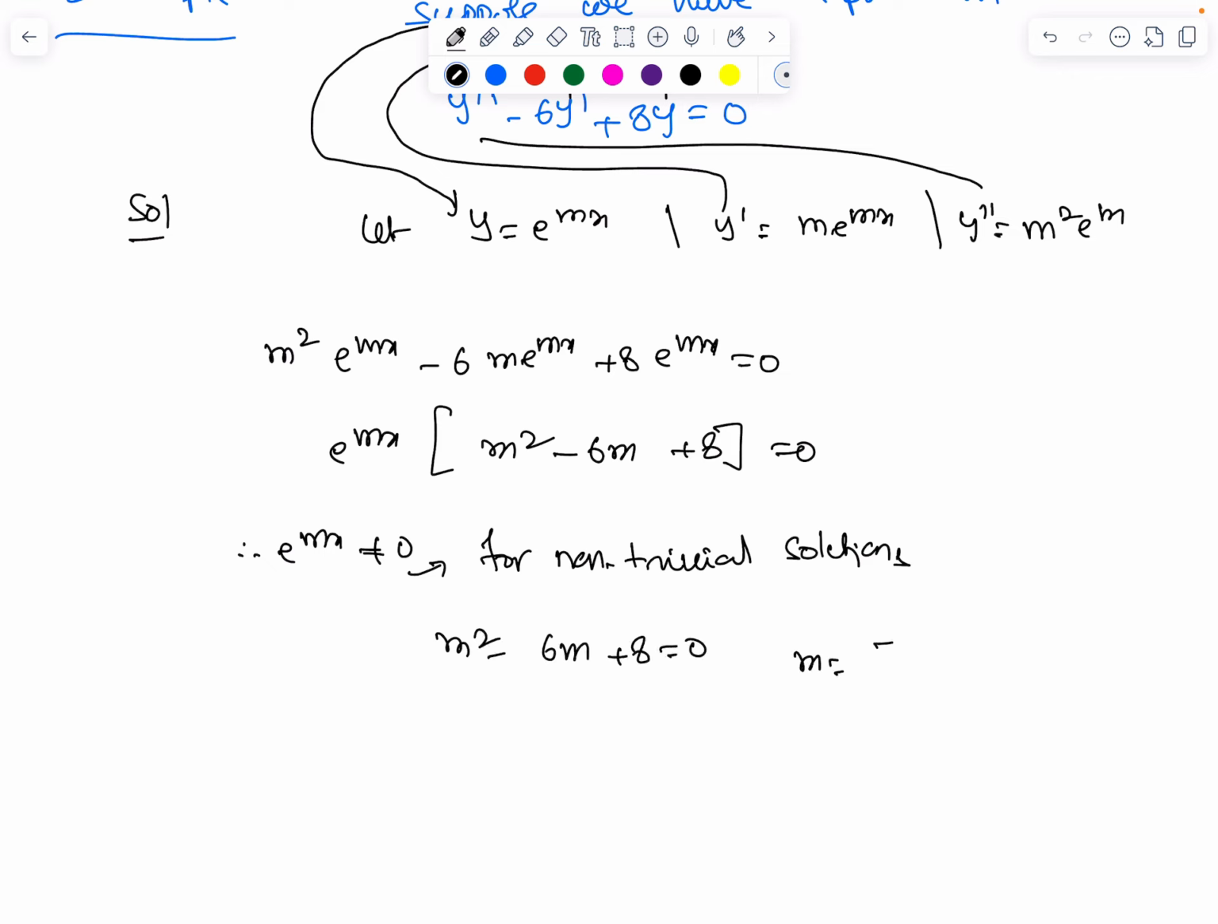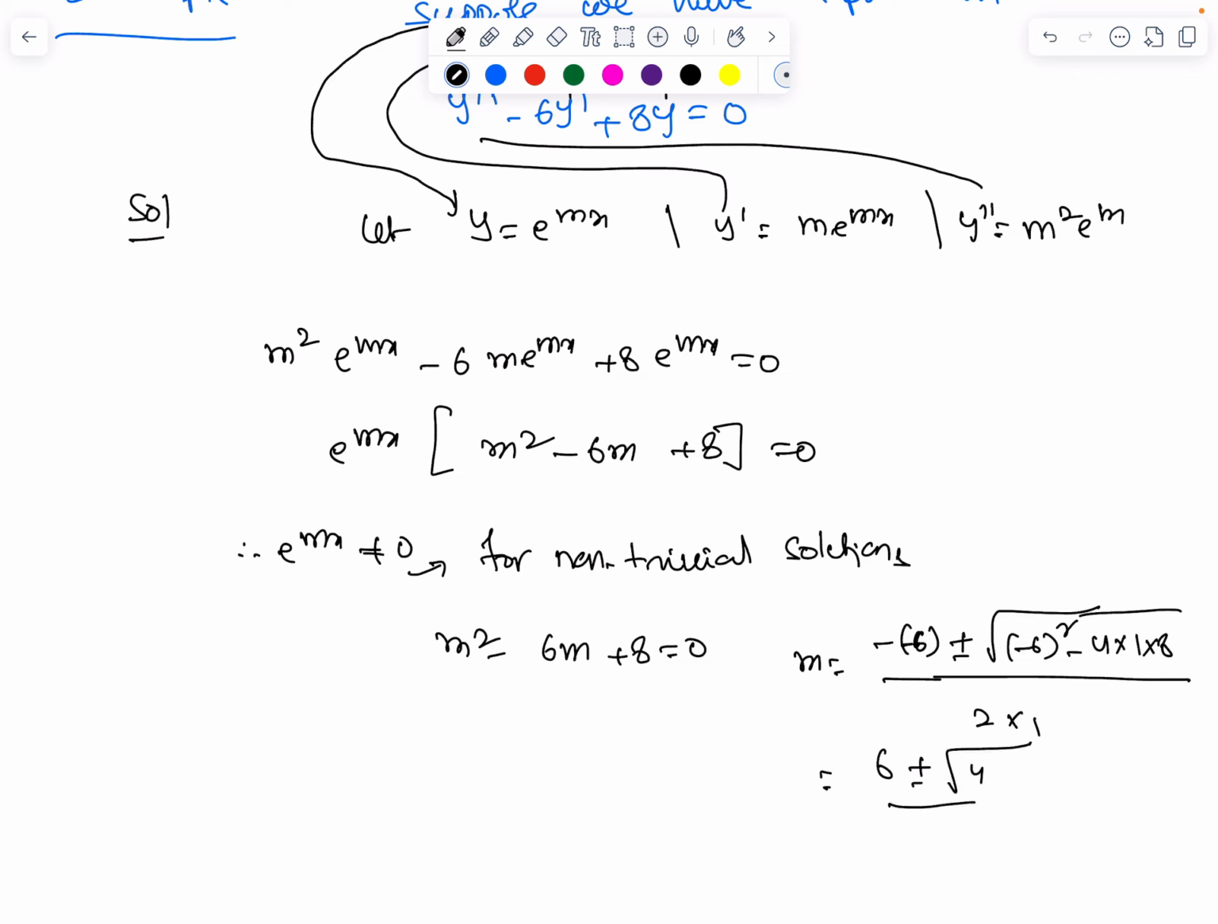Therefore, m is equal to minus of minus 6 plus or minus square root of minus 6 whole square minus 4 into 1 into 8, divided by 2 times 1. That is, 6 plus or minus square root of 4, divided by 2, that is 6 plus or minus 2 divided by 2, that is 3 plus or minus 1, which is equal to 4 comma 2. These are the roots.